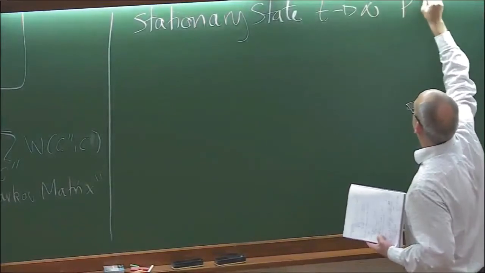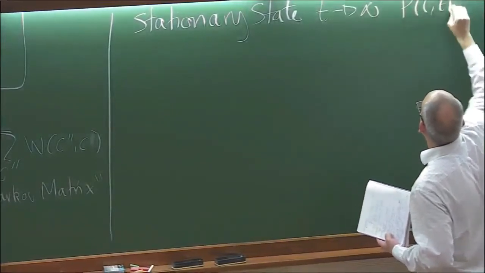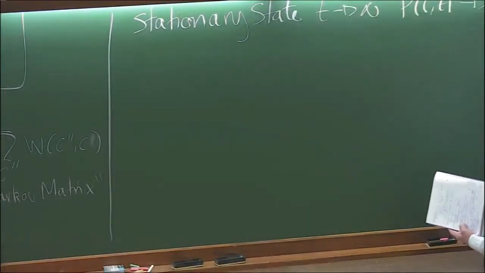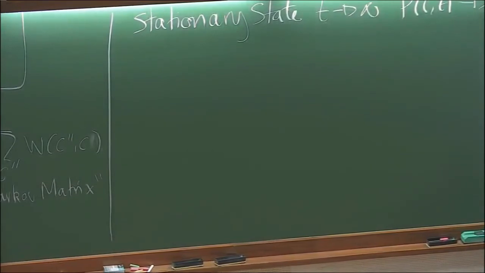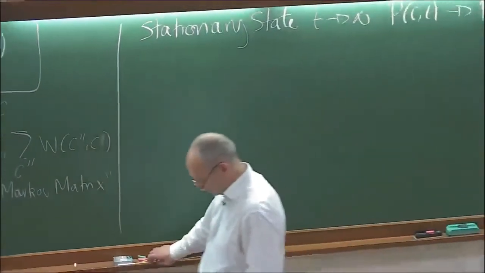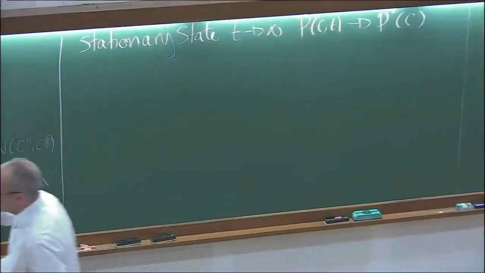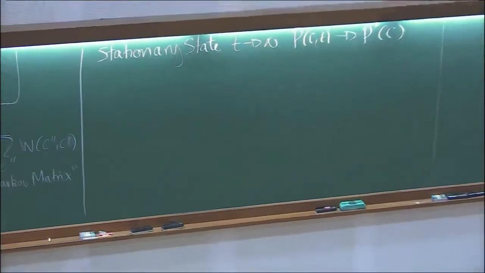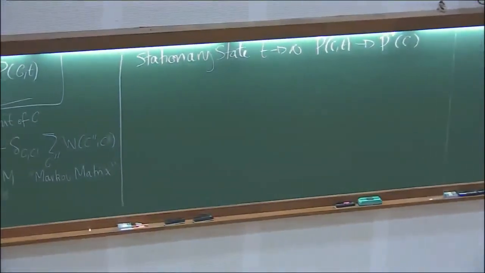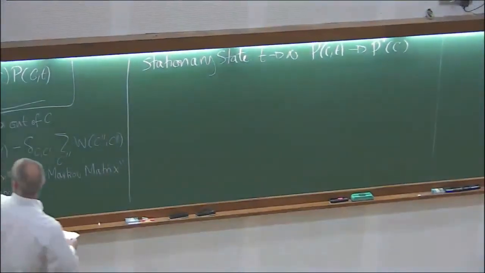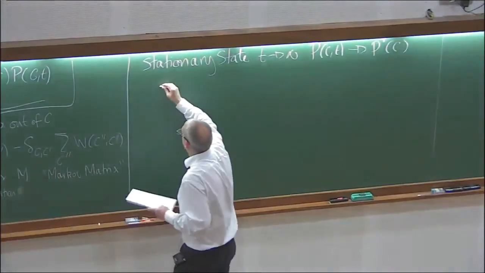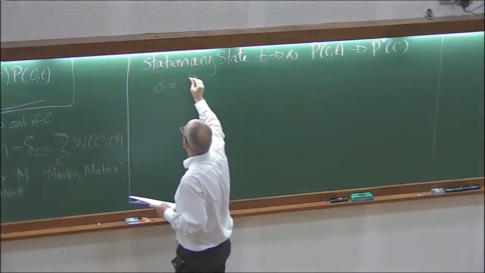Then we expect p to go to some time-independent distribution, which is the stationary state. And I'll denote this with an asterisk. So as t goes to infinity, it becomes time-independent. So the time derivative will be 0. So the equation we'll have to solve is 0.